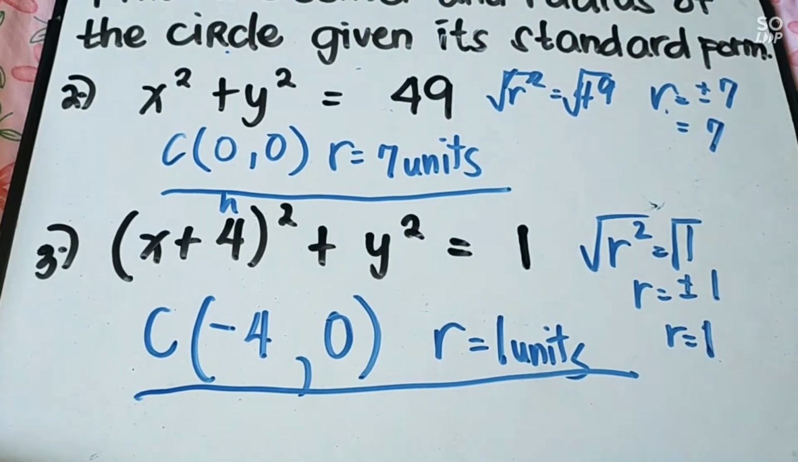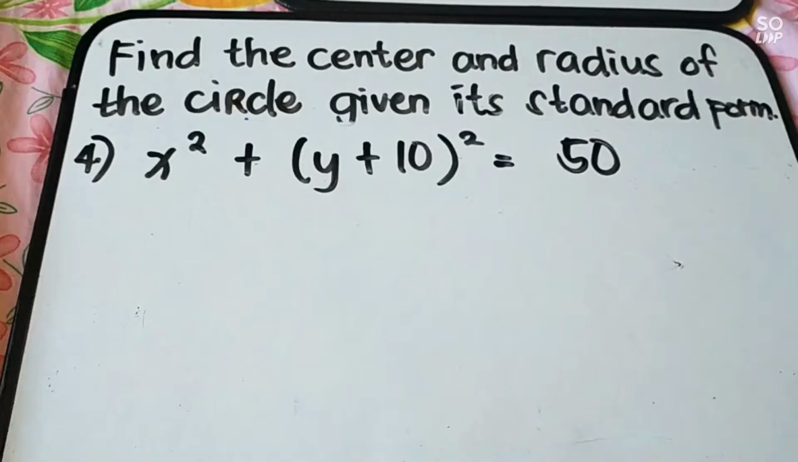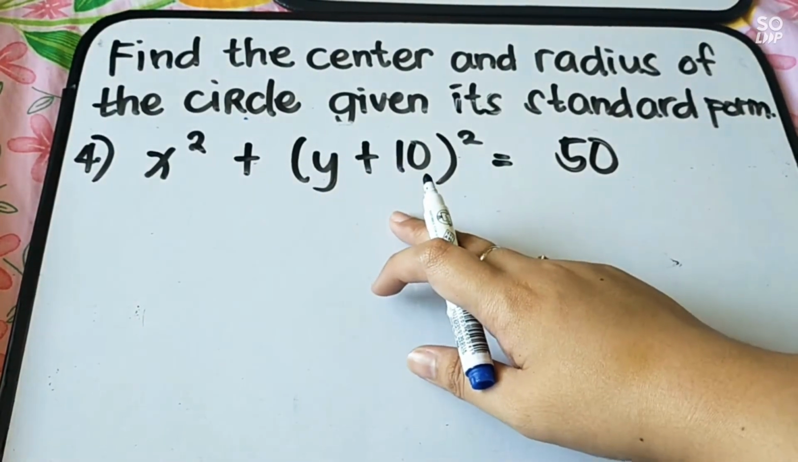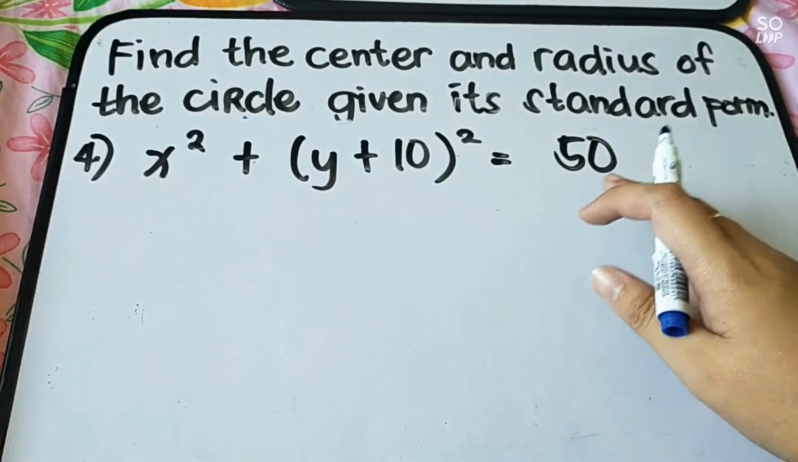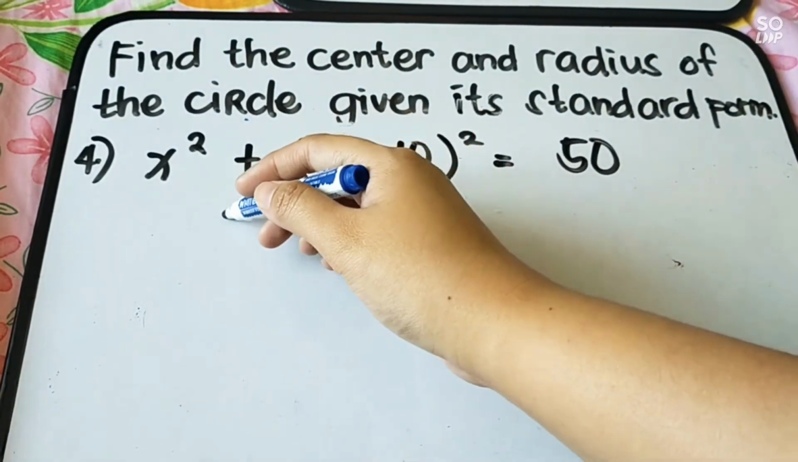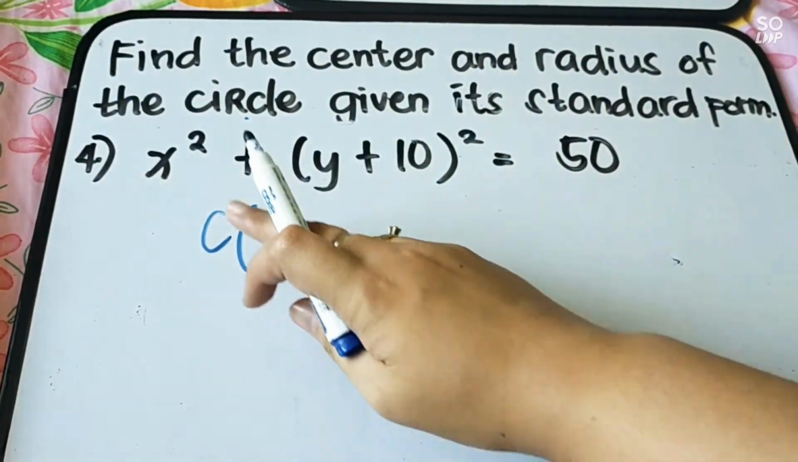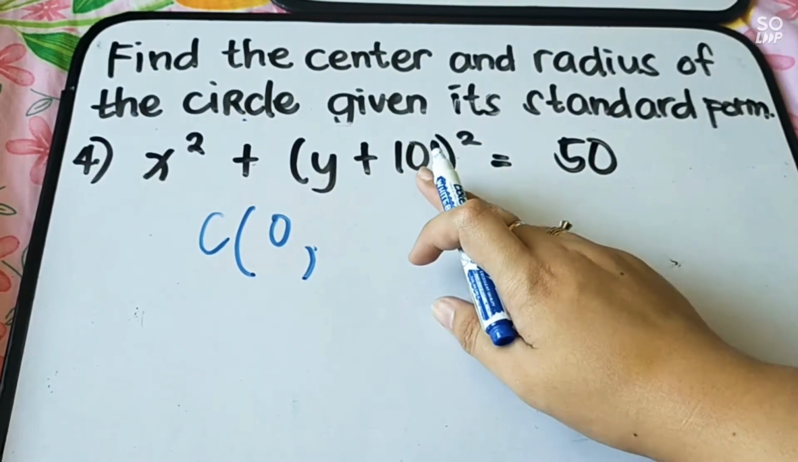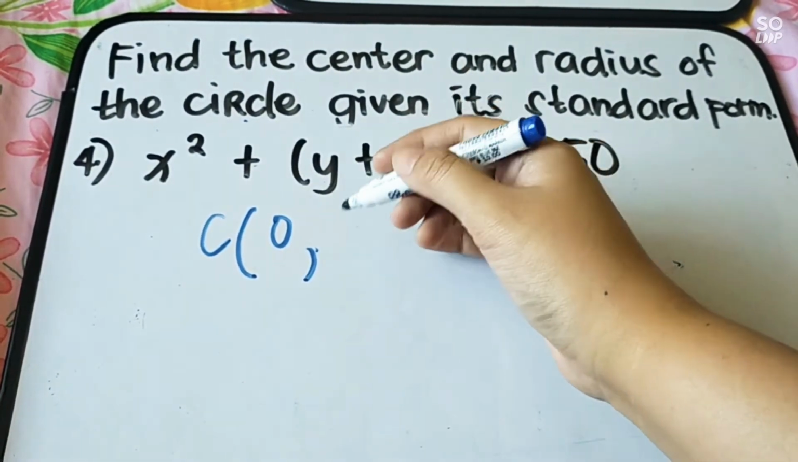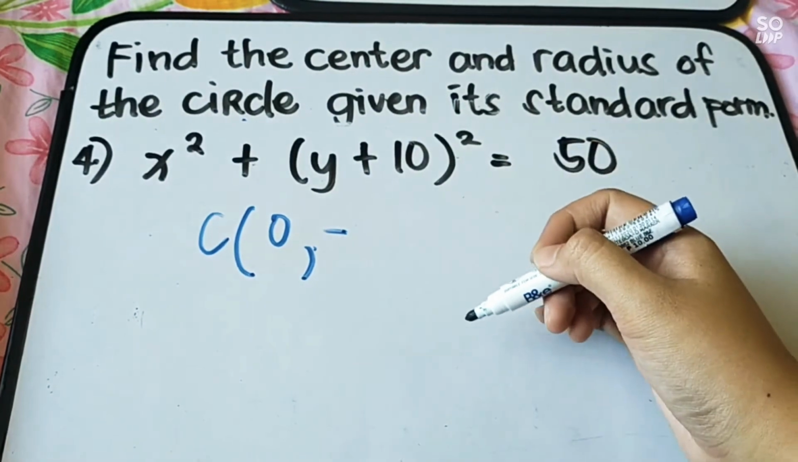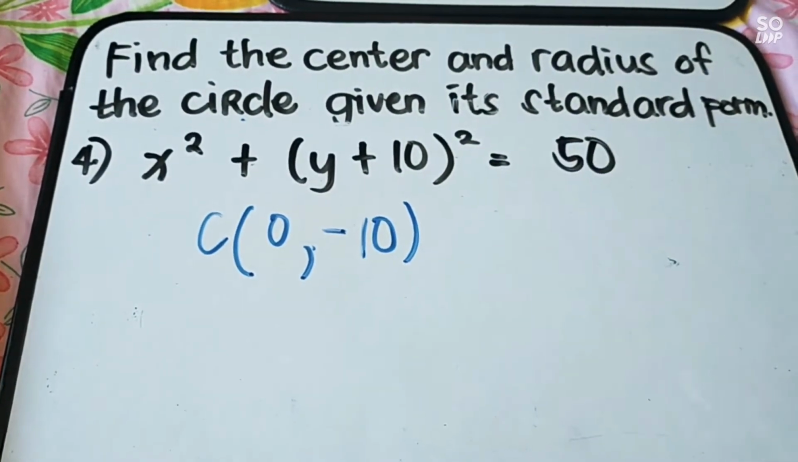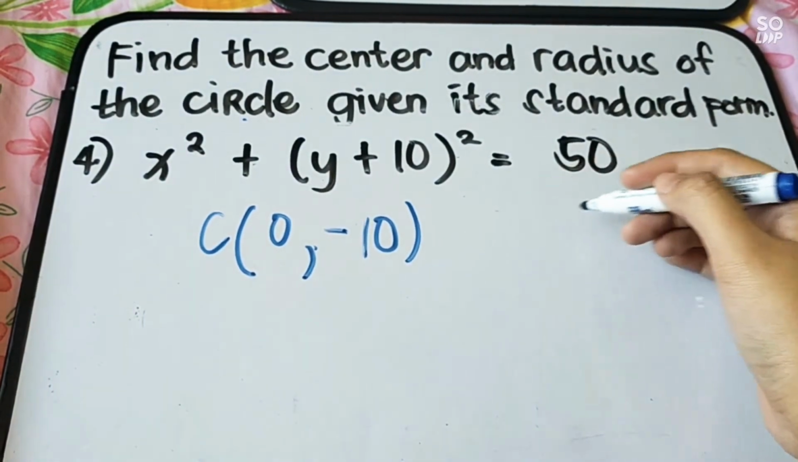Okay, we're done. Another example. Number 4. Given x^2 + (y + 10)^2 = 50. Let us have your h and k. So, dito wala ka ulit h. So, therefore, 0 ang h mo. Then, this is your k. Since positive ito, gagawin mong negative ang iyong k. So, negative 10. Ayan na. Meron ka nang center.